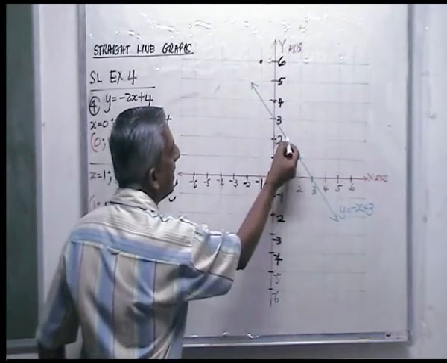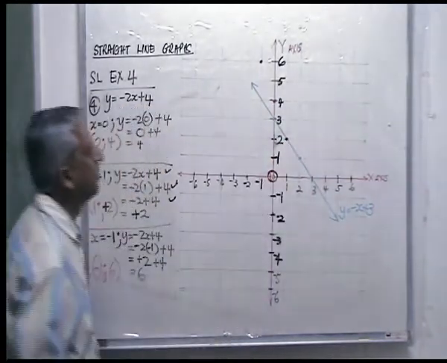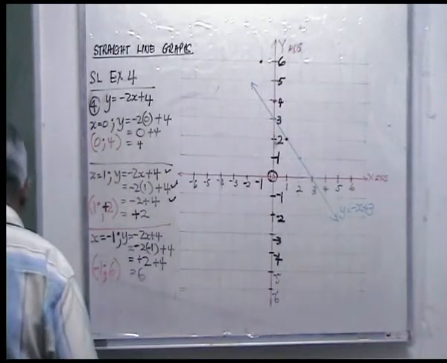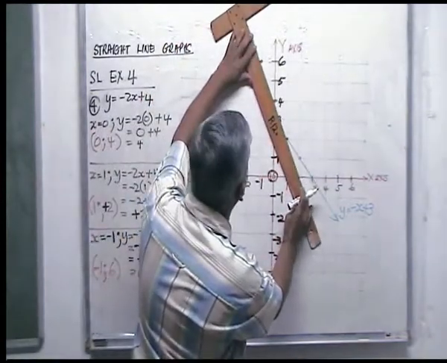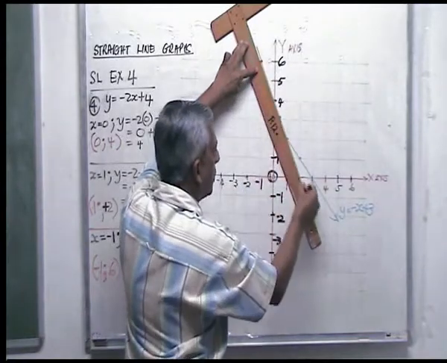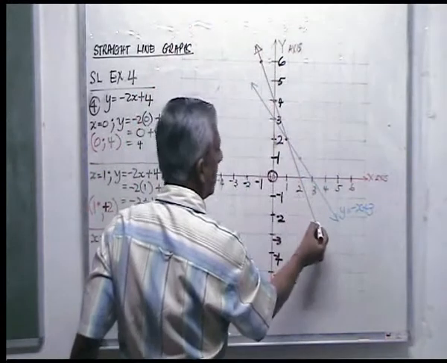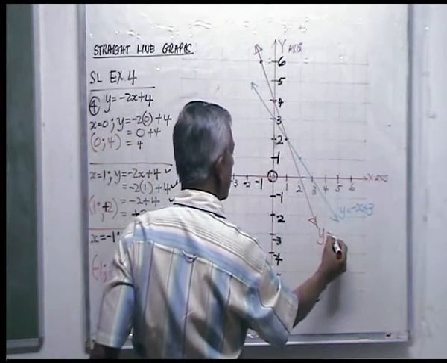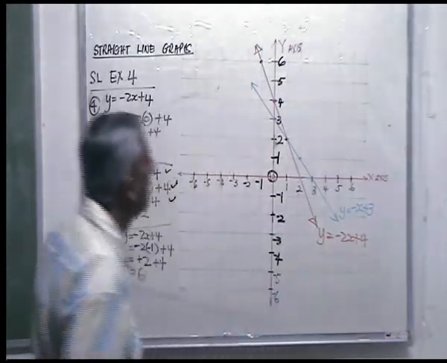So there's 1 and there's 2. 1 and then 2 up. So now you take your ruler, put it there. It should give you a straight line, and it does. And so you know it's right, and you draw it, and well, you're very happy you got your straight line, and that's y is equal to minus 2x plus 4.